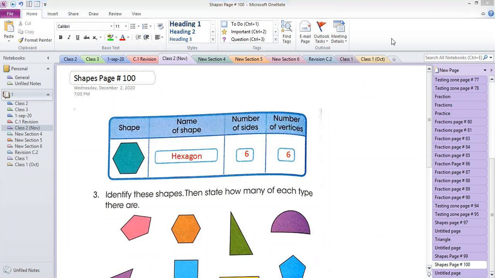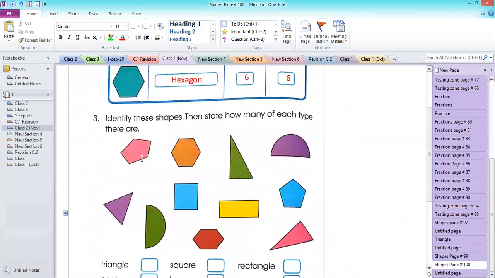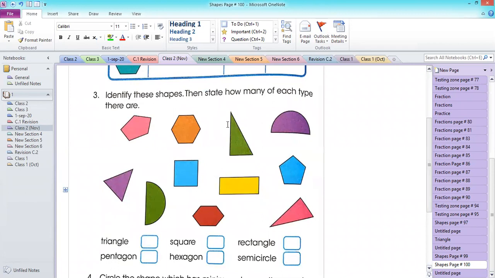All right, guys, now coming to the next, what we have to do here. Question number three. Identify these shapes, then state how many of each type there are. So guys, there are some shapes. You have to identify them. Then you have to count them, and you have to tell how many triangles, squares, rectangles, pentagons, hexagons, and semicircles are there. So the first one is triangle.